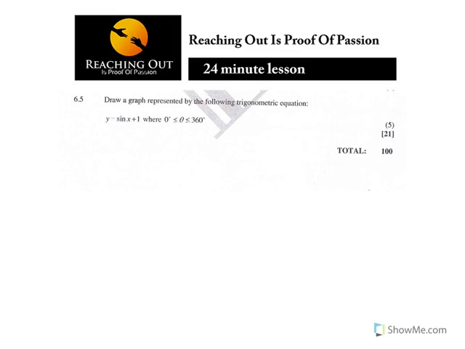Now the last question, as you can see, total is 100. The last question says draw the graph represented by the following trigonometric equation. y is equal to sin x plus 1, where 0 is less than or equal to theta, which is less than or equal to 360. Now let me draw a table so that I can fill in some values, and then we can draw the graph.